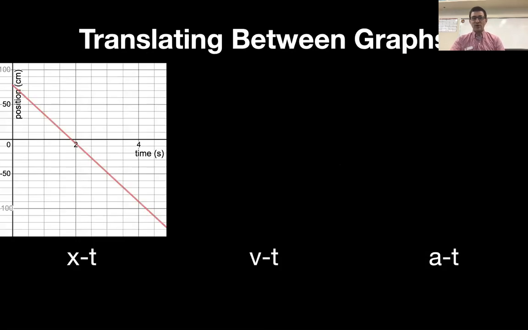So we have our XT graph, or our position versus time graph. And then on the AP exam, you're going to be asked to translate between the different graphs. So given an XT graph, what would the VT graph, or velocity versus time graph, look like?